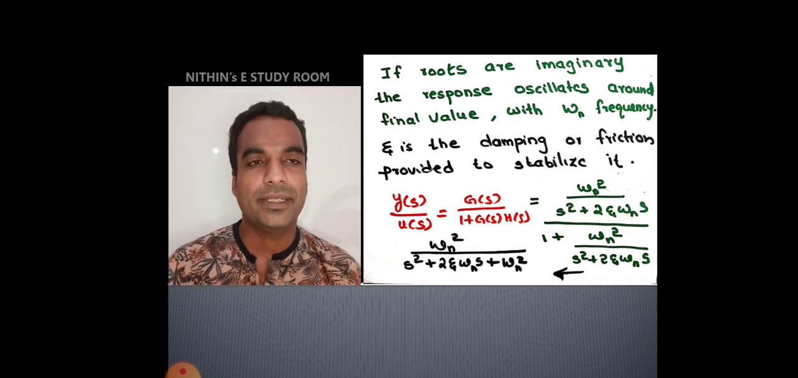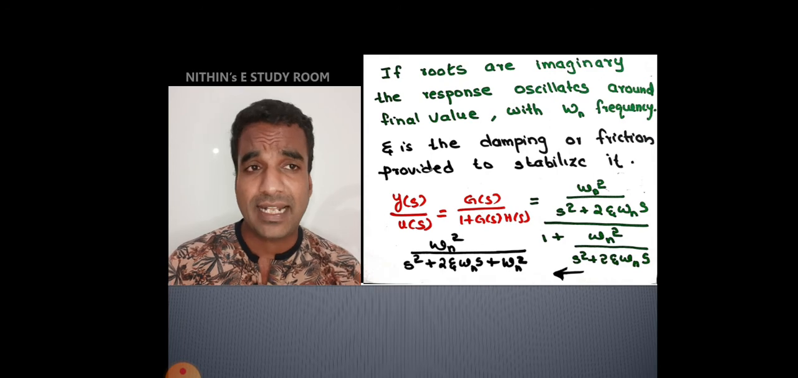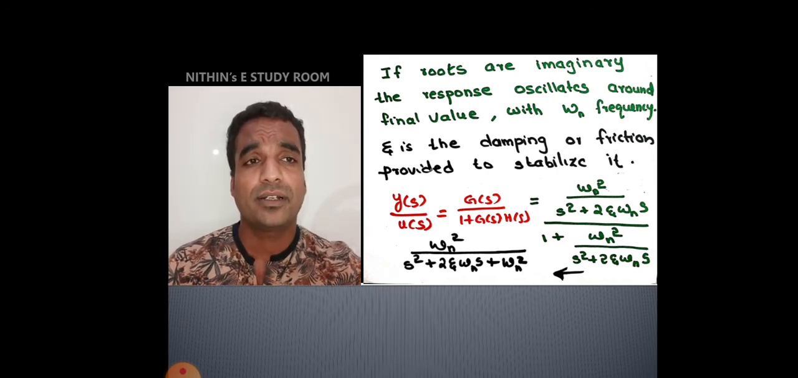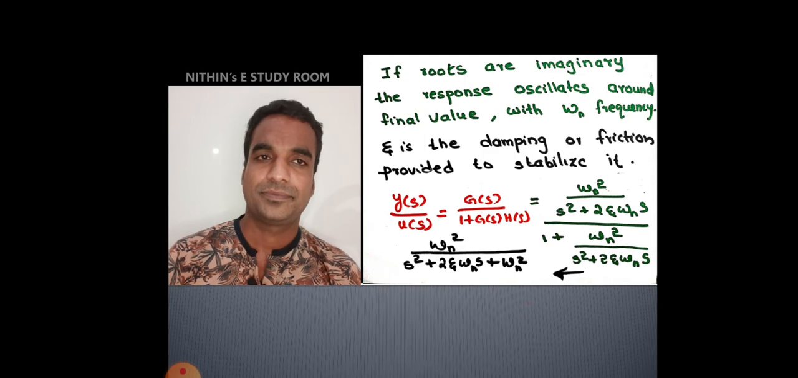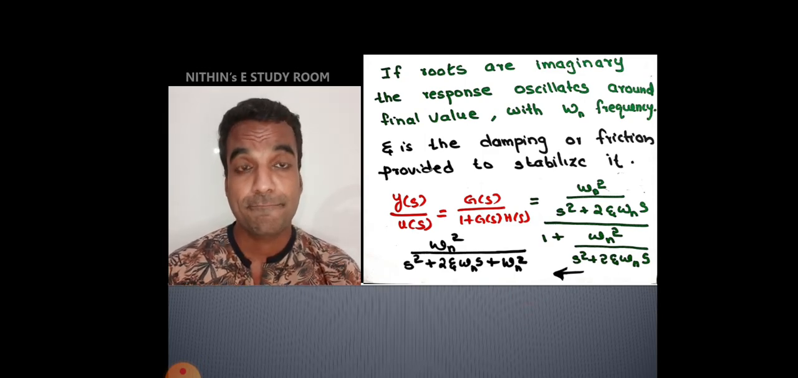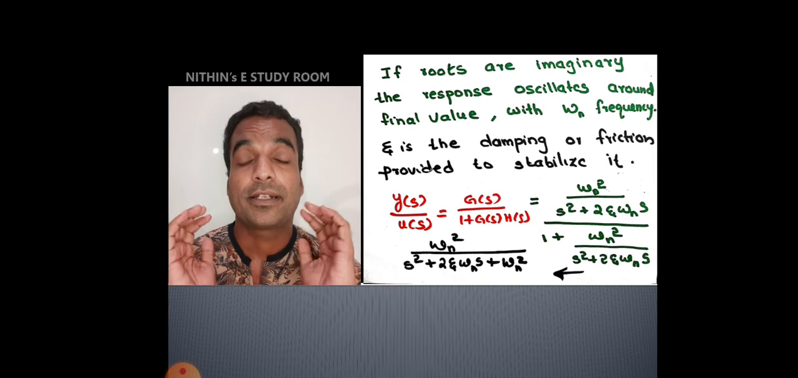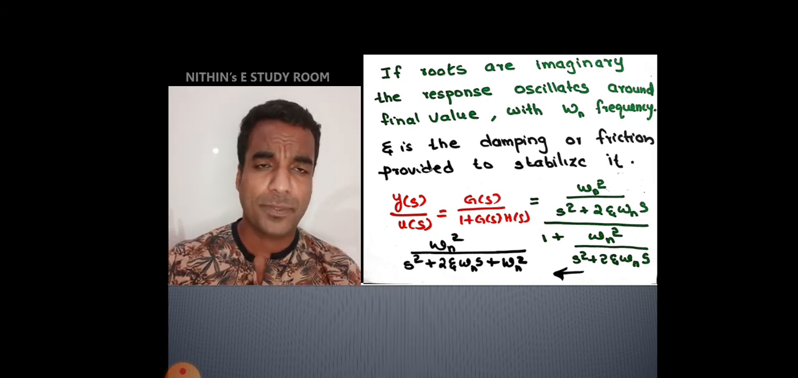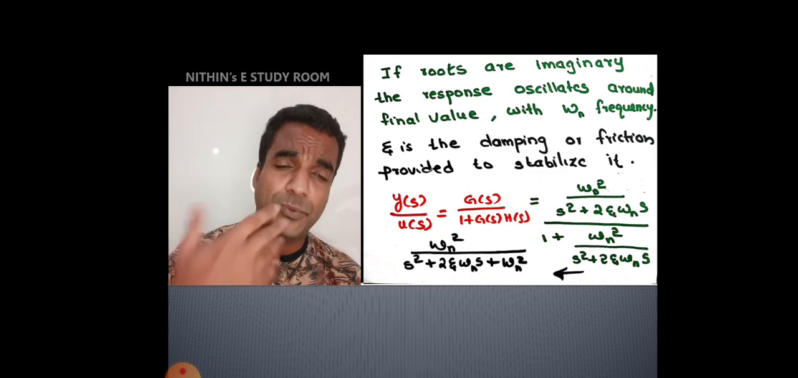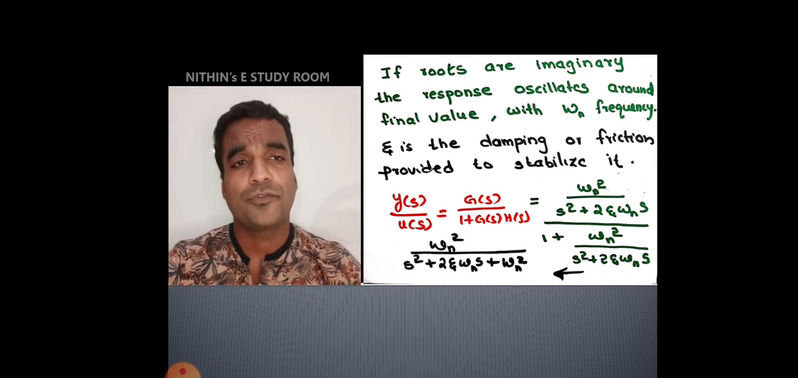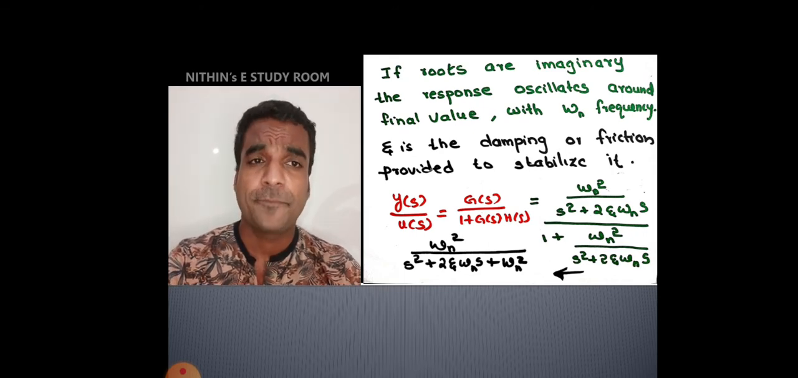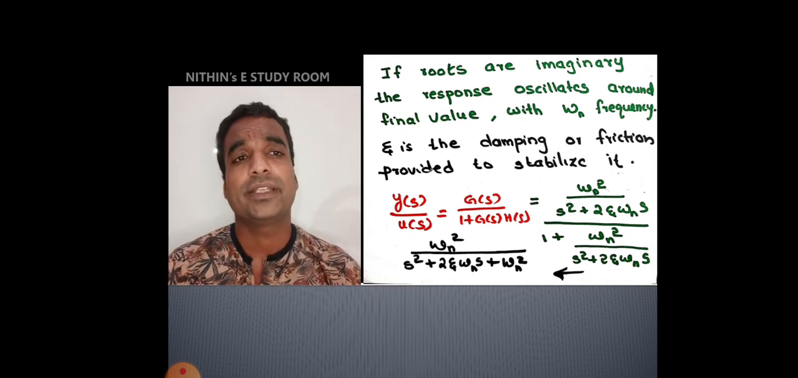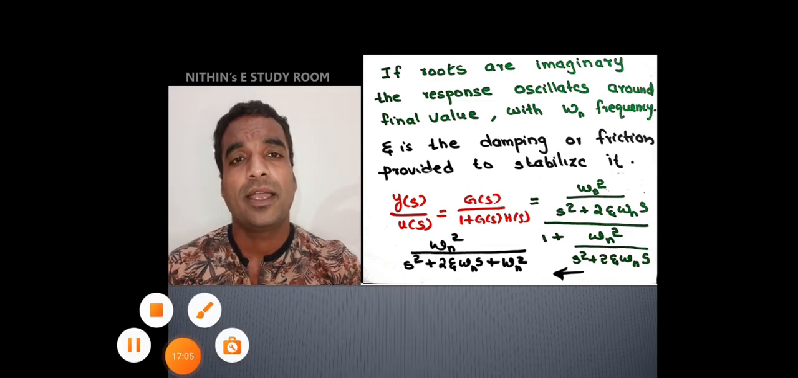So what will be remaining after the cancellation? That is omega n square by s square plus 2 eta omega n s plus omega n square. This is the standard representation of the closed loop transfer function of a second order system. Previously it was the open loop transfer function. Now we converted that to a closed loop transfer function. Y of s by U of s is equal to omega n square divided by s square plus 2 eta omega n s plus omega n square.